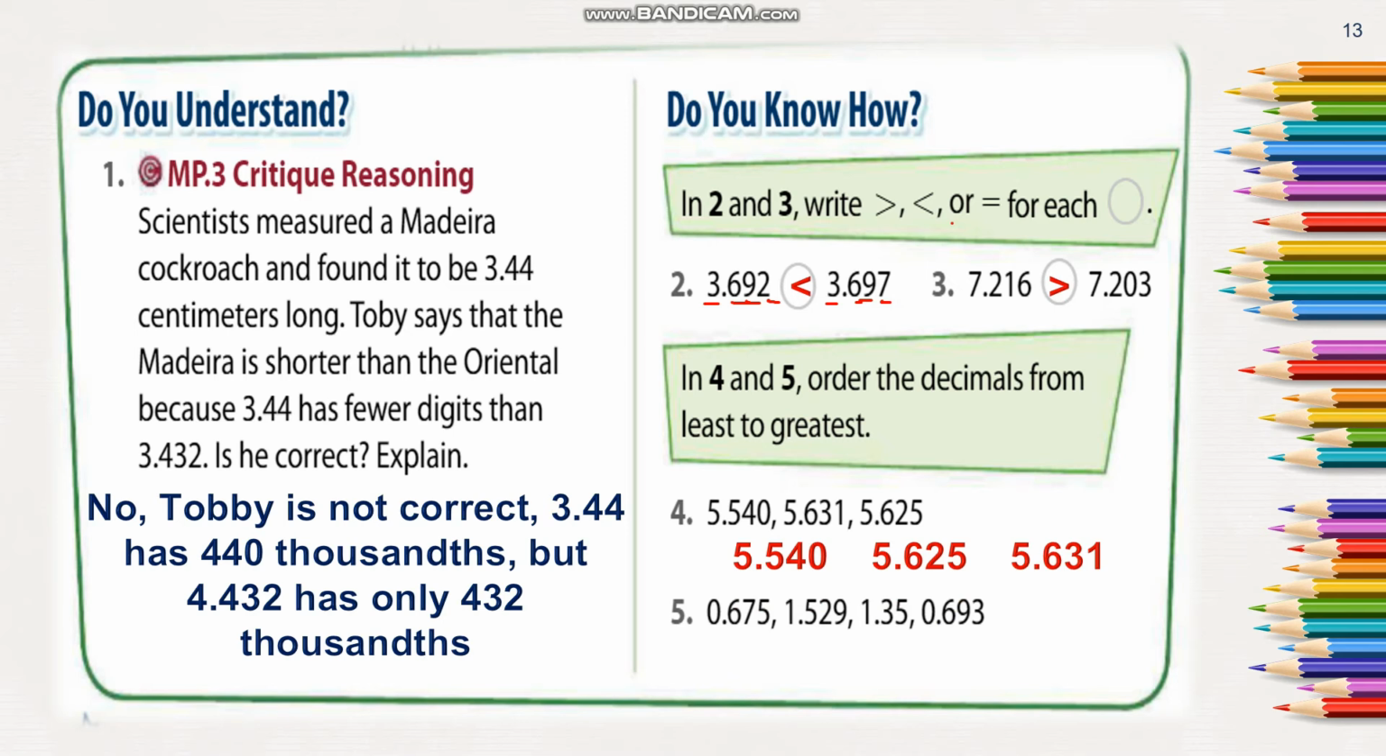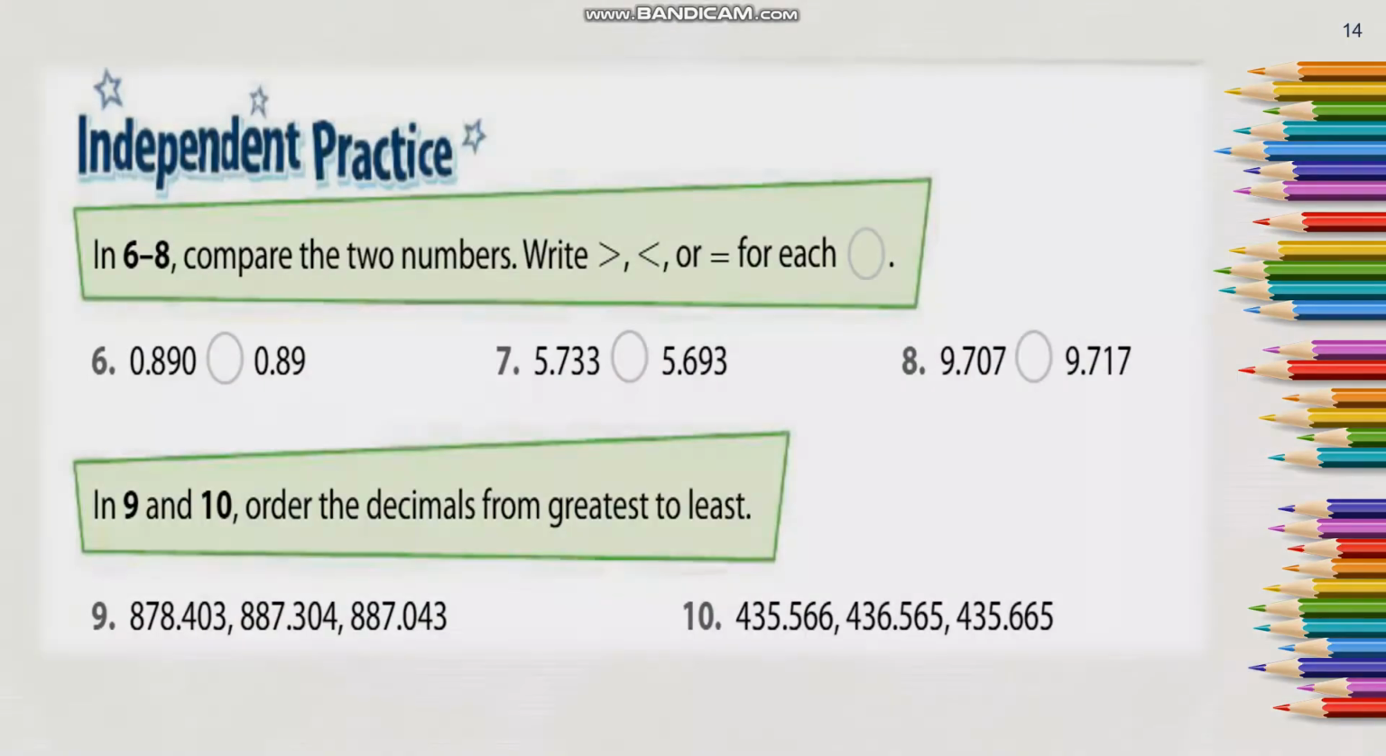How about question number 5? Which one is the least and which one is the greatest? The answer is 675 thousandths is the least, 693 thousandths is next, then 1.35 or 1 and 35 hundredths, and 1 and 529 thousandths is the greatest.